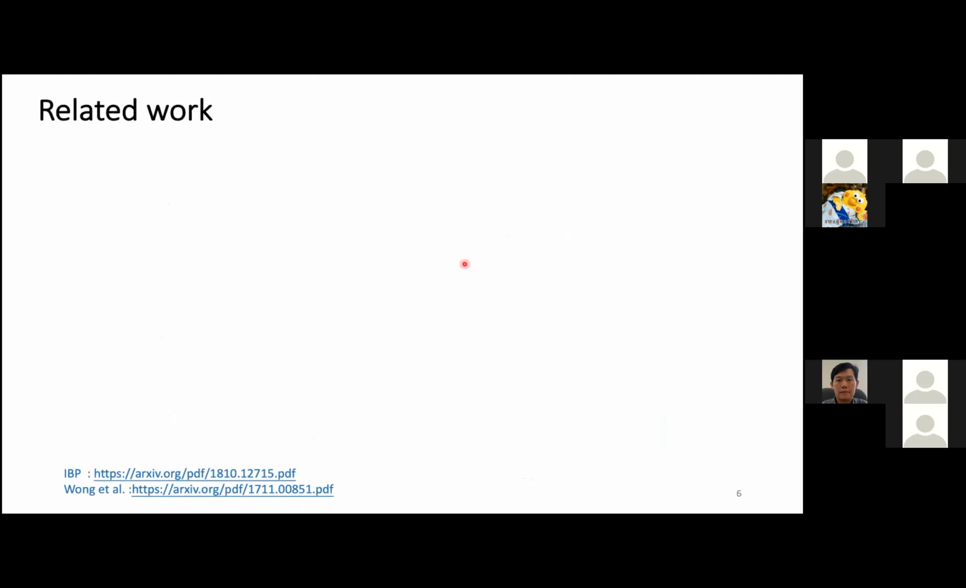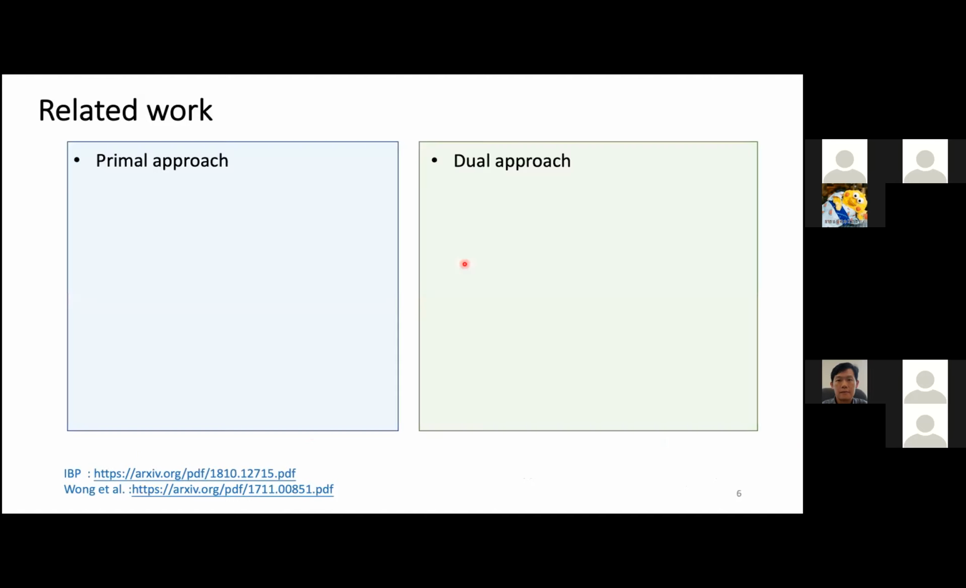So let's see the related work. In recent years, there are so many verification methods, and they can be divided into two approaches. One is the primal approach, and another is the dual approach. In the primal approach, people obtain the verified bound by forward propagating the polytope.